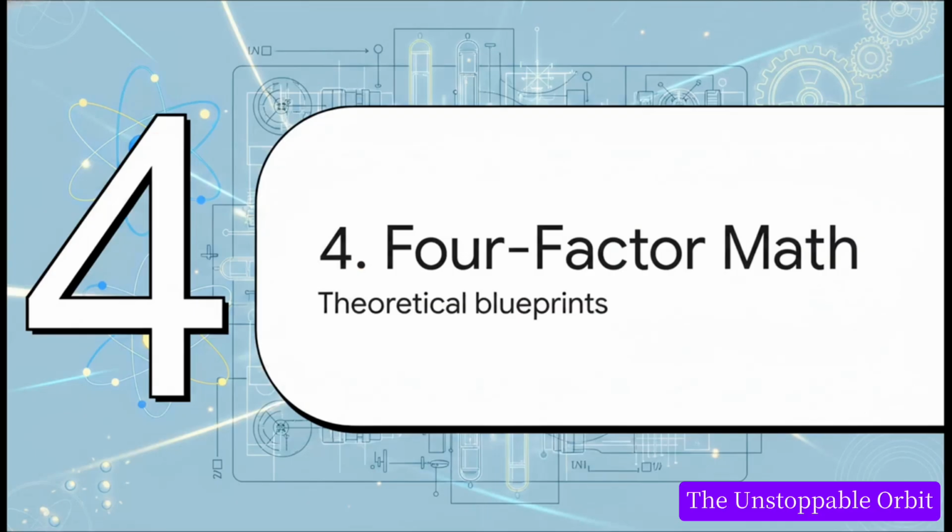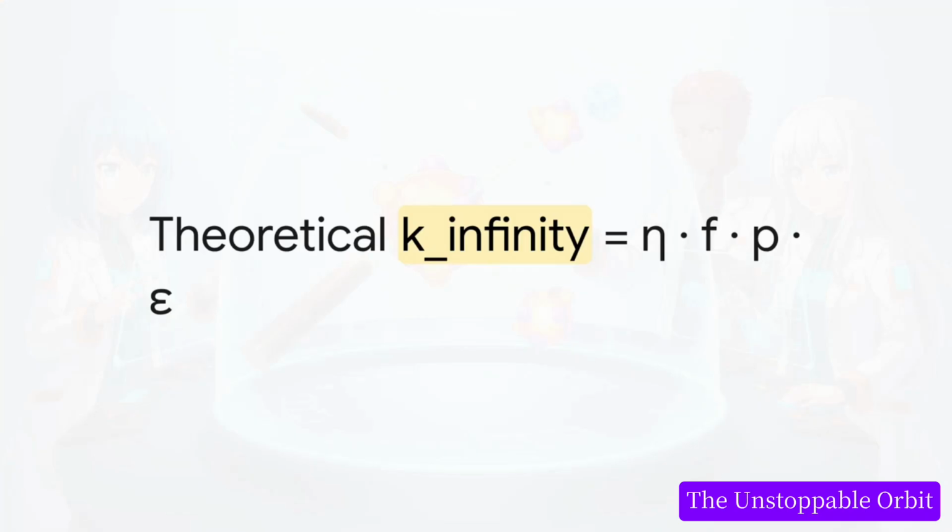All right, part 4, the 4-factor formula. Now that we know the life story of our little neutrons, let's look at the theoretical math that actually governs their survival. The 4-factor formula calculates K infinity. This is the multiplication factor in a completely theoretical infinite reactor, where neutrons can literally never escape the edges.